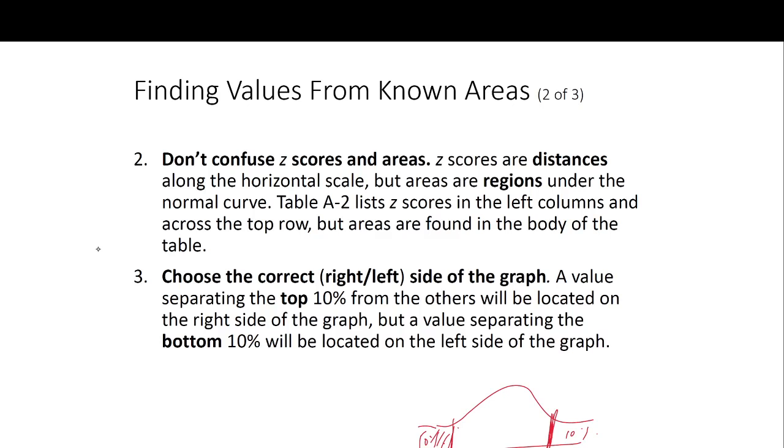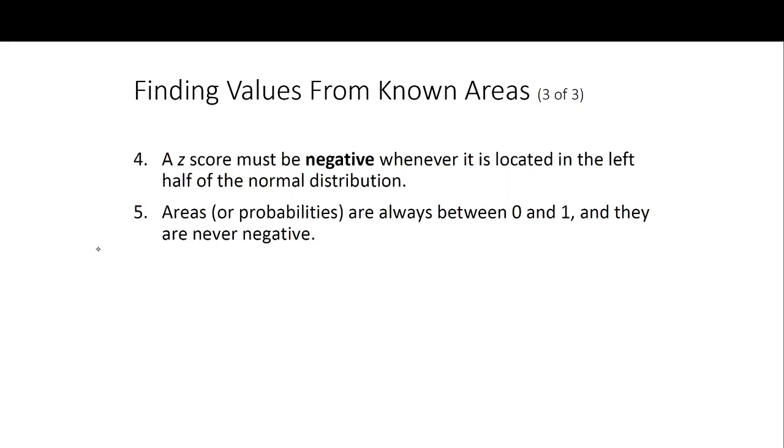You have to just focus on that thing. A z-score must be negative whenever it is located in the left half of the normal distribution. As you can see, if you are playing with the normal distribution, with a mean and a standard deviation, and if you standardize that normal distribution and go to the standard normal distribution, you see that the mean would be 0 and standard deviation is 1.